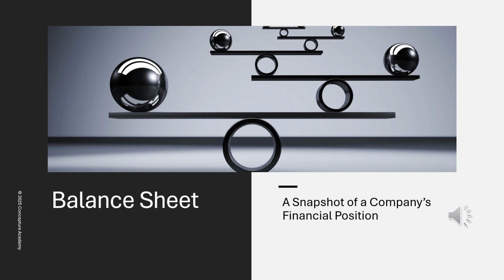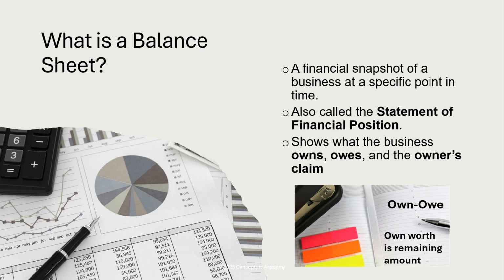Today's lecture is all about the balance sheet, one of the three main financial statements used to understand a company's financial position. So let's begin by asking, what do we mean when we say financial position? In simple words, it's like taking a snapshot of a business at one point in time and showing what it owns, what it owes, and what's left for the owner. So now let's see how this works in real life.